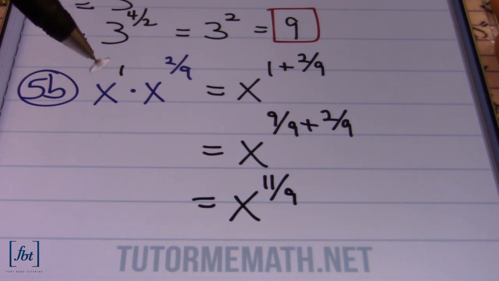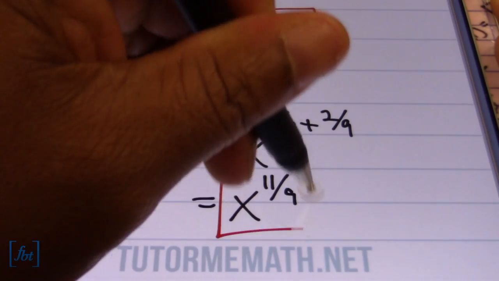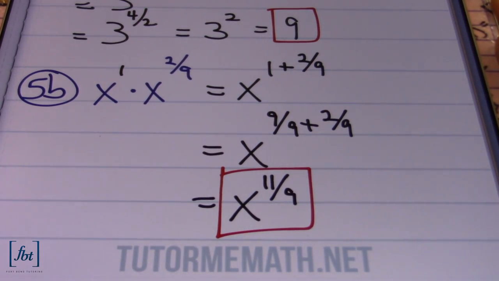We started in exponential notation. We ended in exponential notation. How you like that? Red box it. That was 5B.